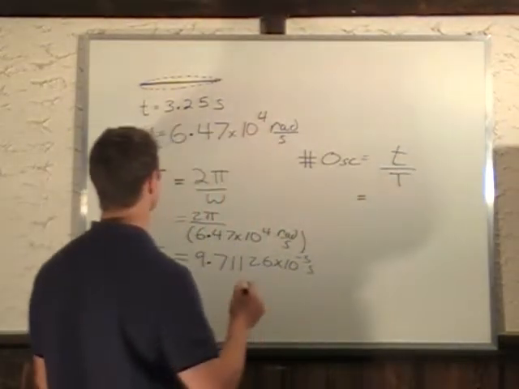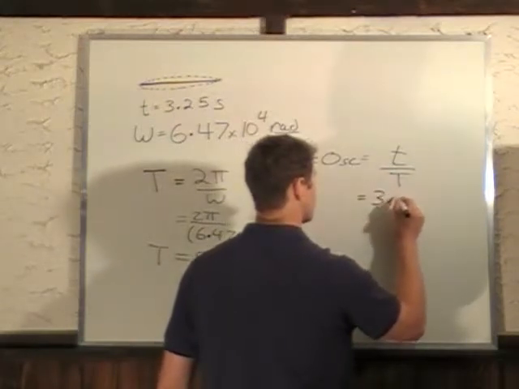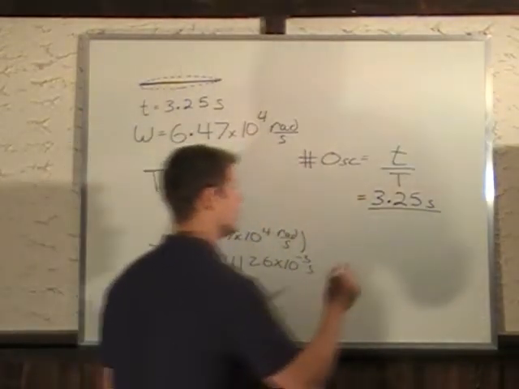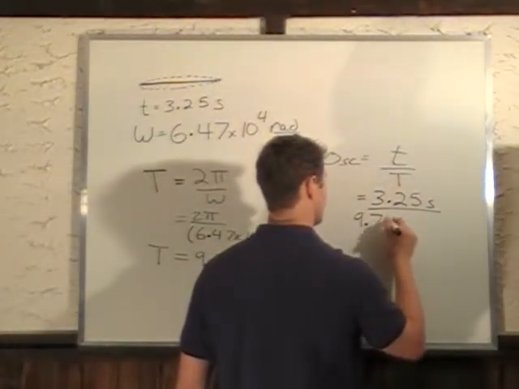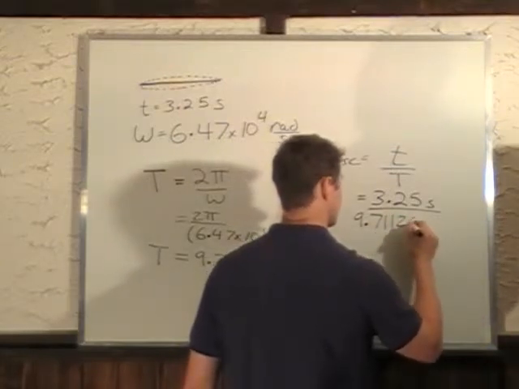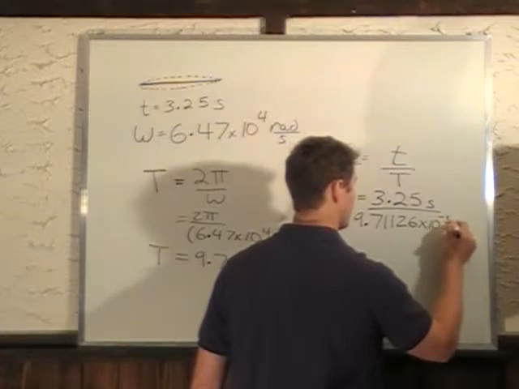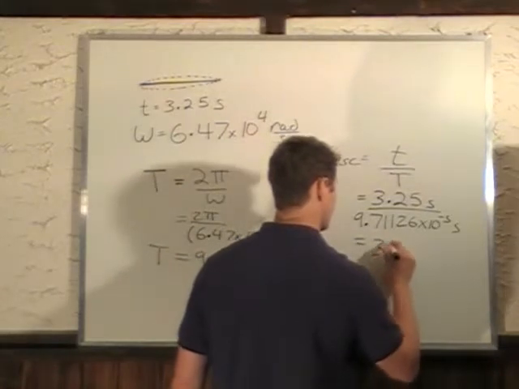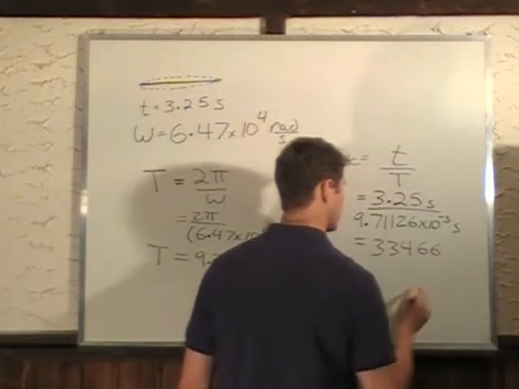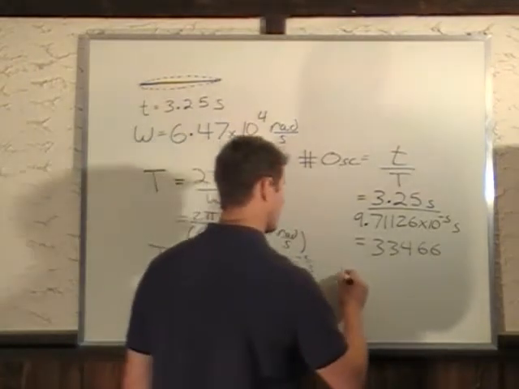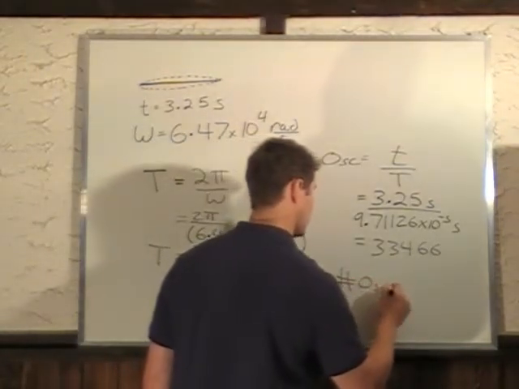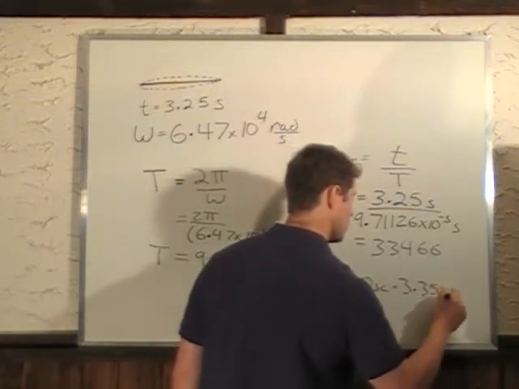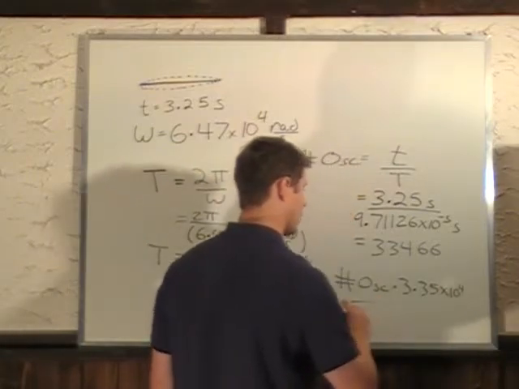So our total time is 3.25 seconds, divided by our period of 9.71126 times 10 to the minus 5 seconds. Plugging that into our calculator, we get 33,466 oscillations. So the number of oscillations, after we round that, is 3.35 times 10 to the 4th. That's our final answer.